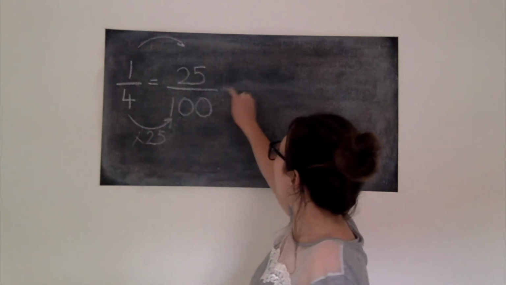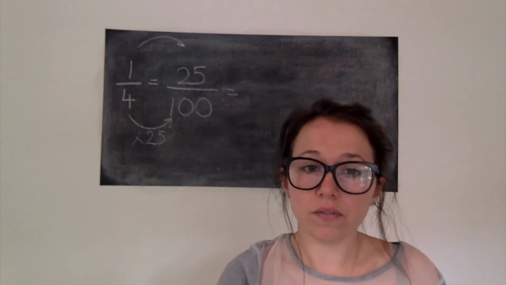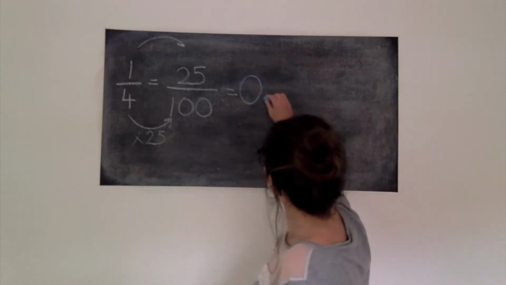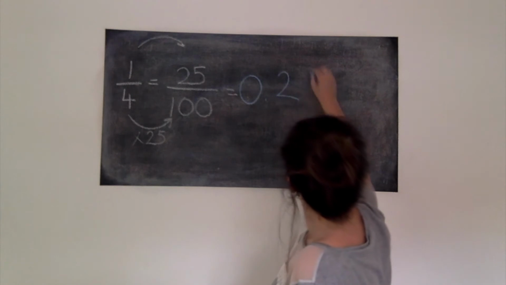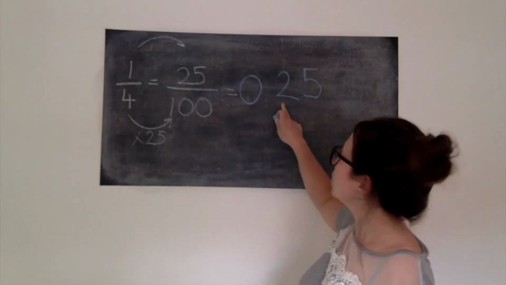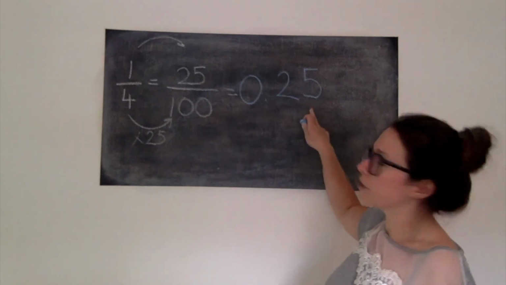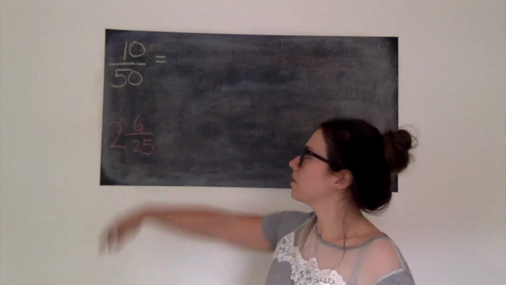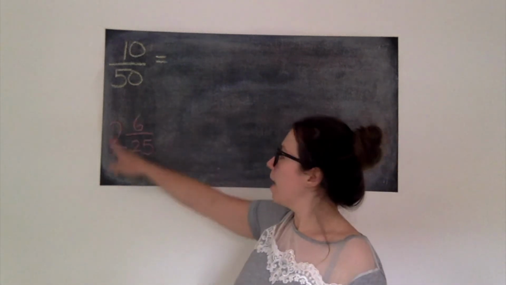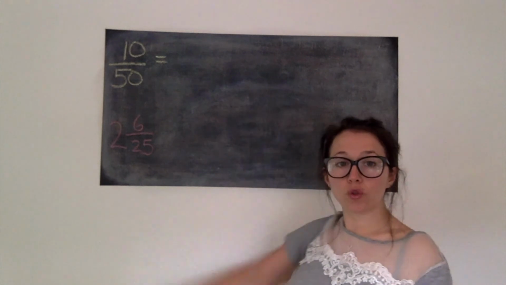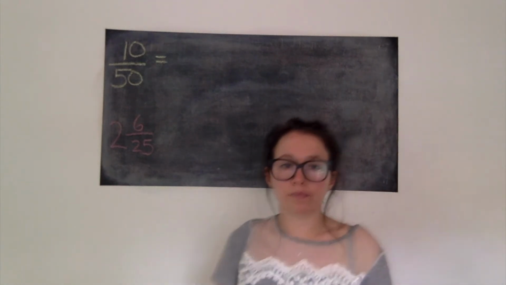Thinking about what we've just been practicing, 25 hundredths as a decimal is 0.25. Remember, 20 hundredths is the same as 2 tenths, and you've got 5 hundredths left. Thinking about that, here's 2 for you to have a go at. So try turning 10 50ths and 2 wholes and 6 25ths into decimals. Remember, you can draw a place value grid to help you as well.